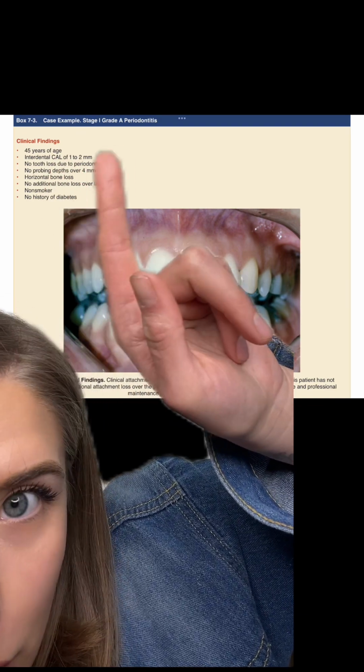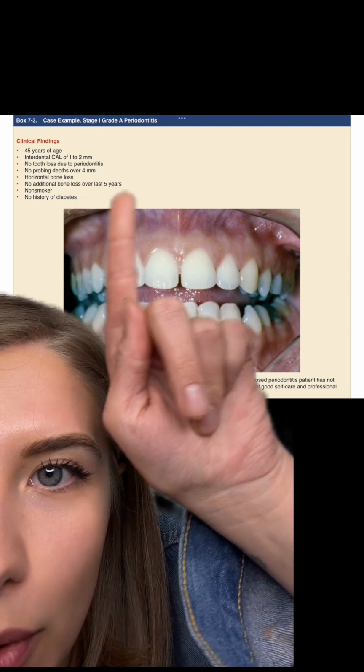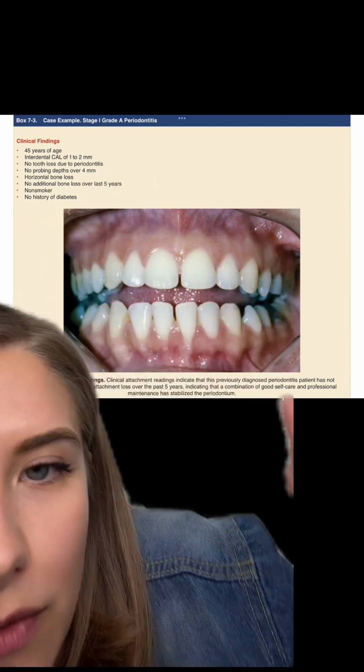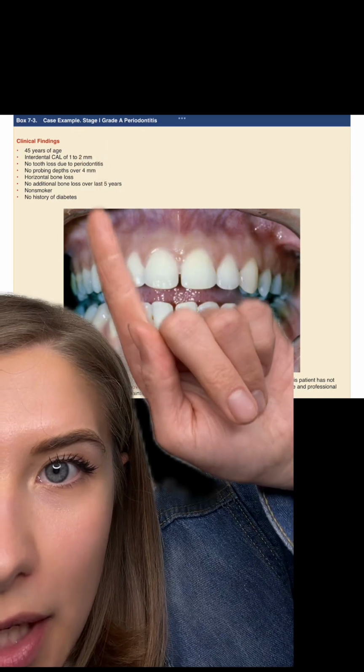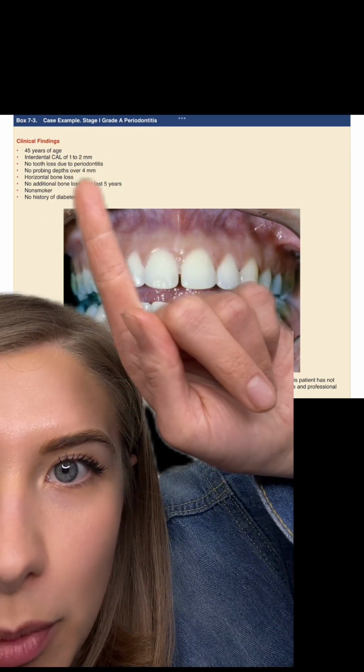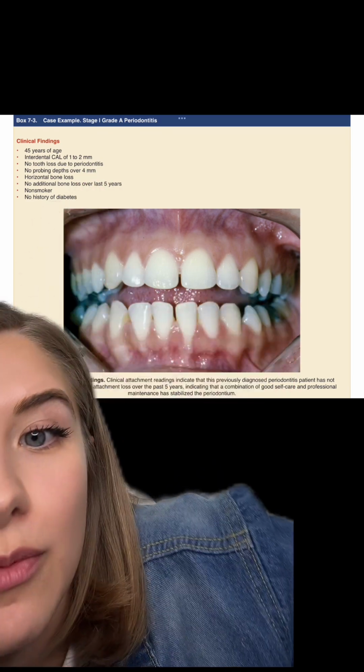They have a 1 to 2. They've had no additional bone loss. They're not a smoker and there's no history of diabetes. But remember stage 1, they have 1 to 2. Their probing depths are under 4 millimeters and there's horizontal bone loss.